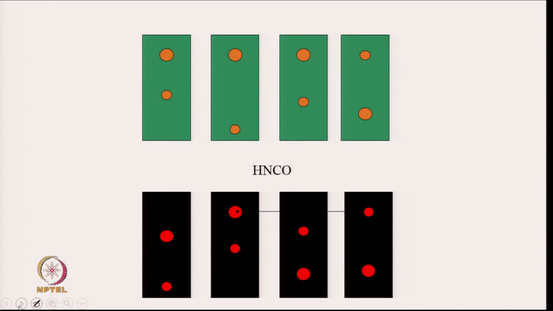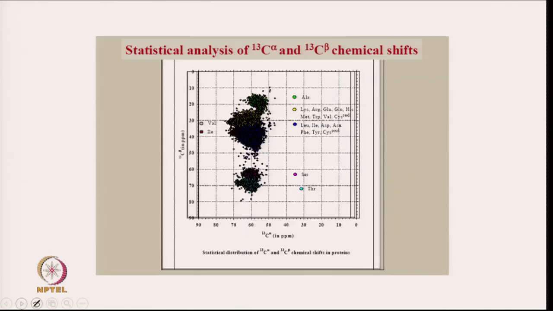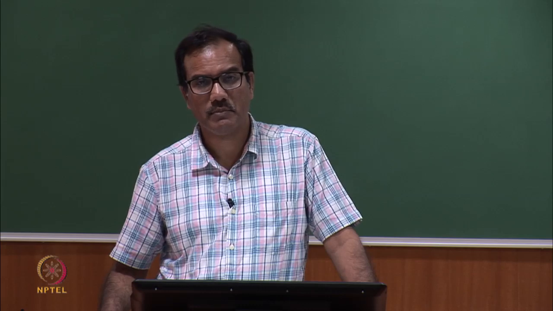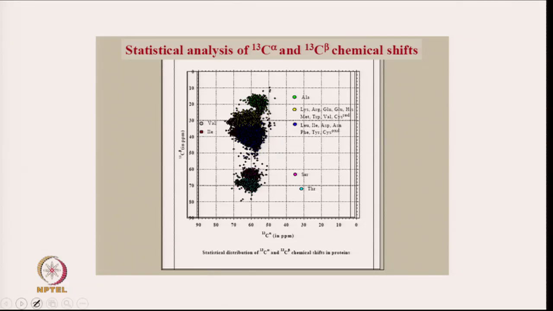Similarly, you can do it for the HNCO experiment, and once you assign all the peaks in HSQC, you can determine, just based on chemical shift, what the secondary structure will be. That is done by comparing the 13C alpha chemical shift and 13C beta chemical shift of the given protein and their deviation from the chemical shift of the amino acid when it is in random coil.